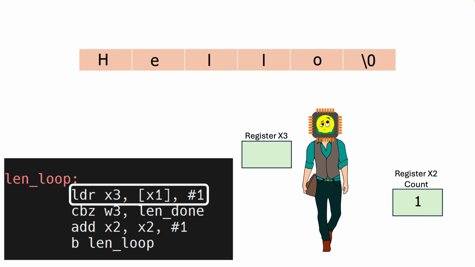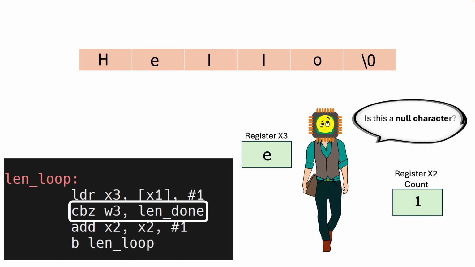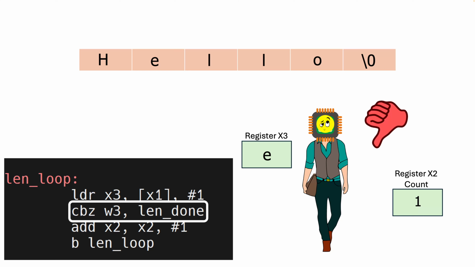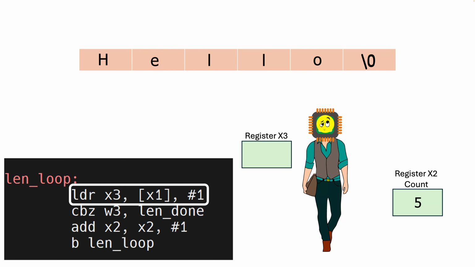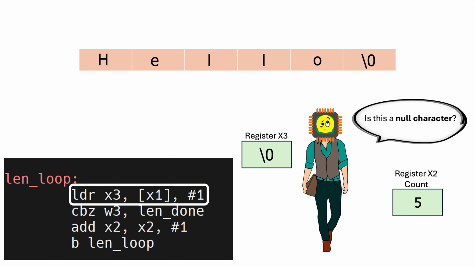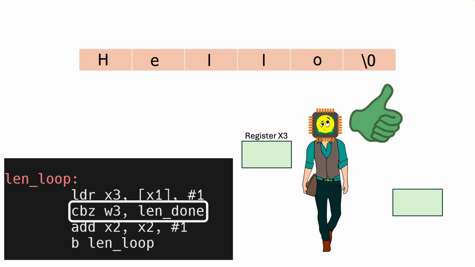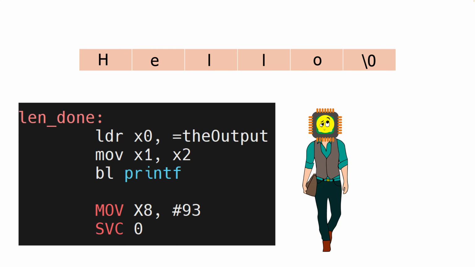Now, using this instruction, it will bring the second character and store it in register x3. It checks to see if it is 0. It continues this process, going through one character at a time. Once it hits that null character, it stops this loop and prints the count.